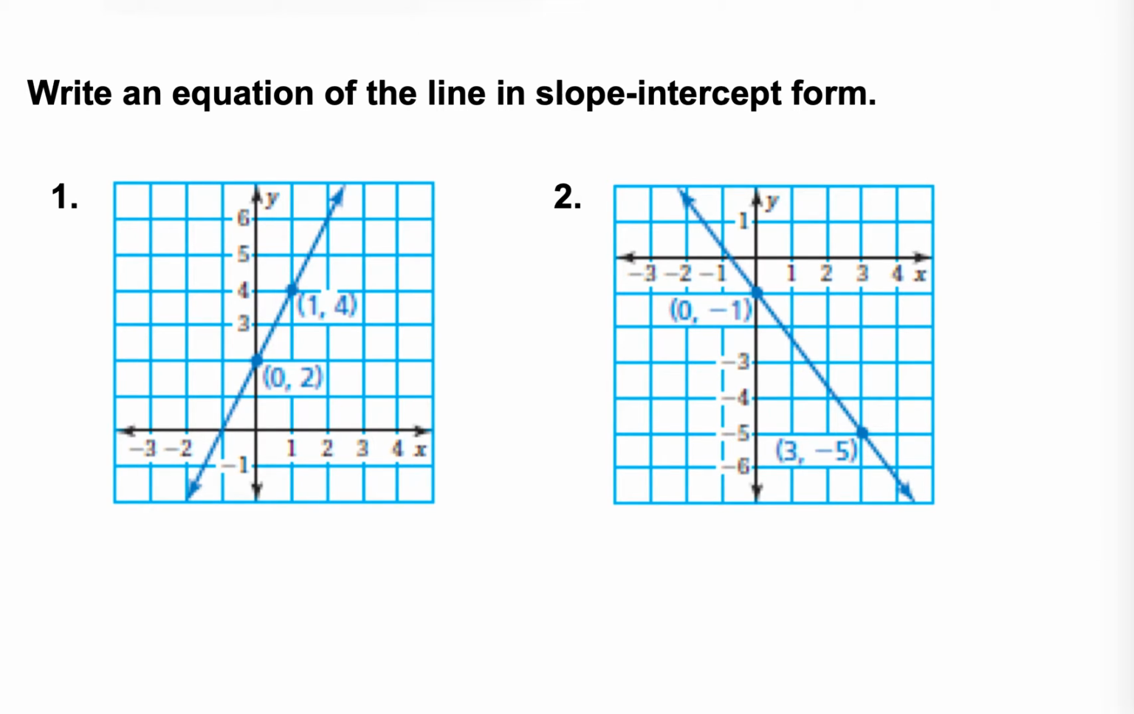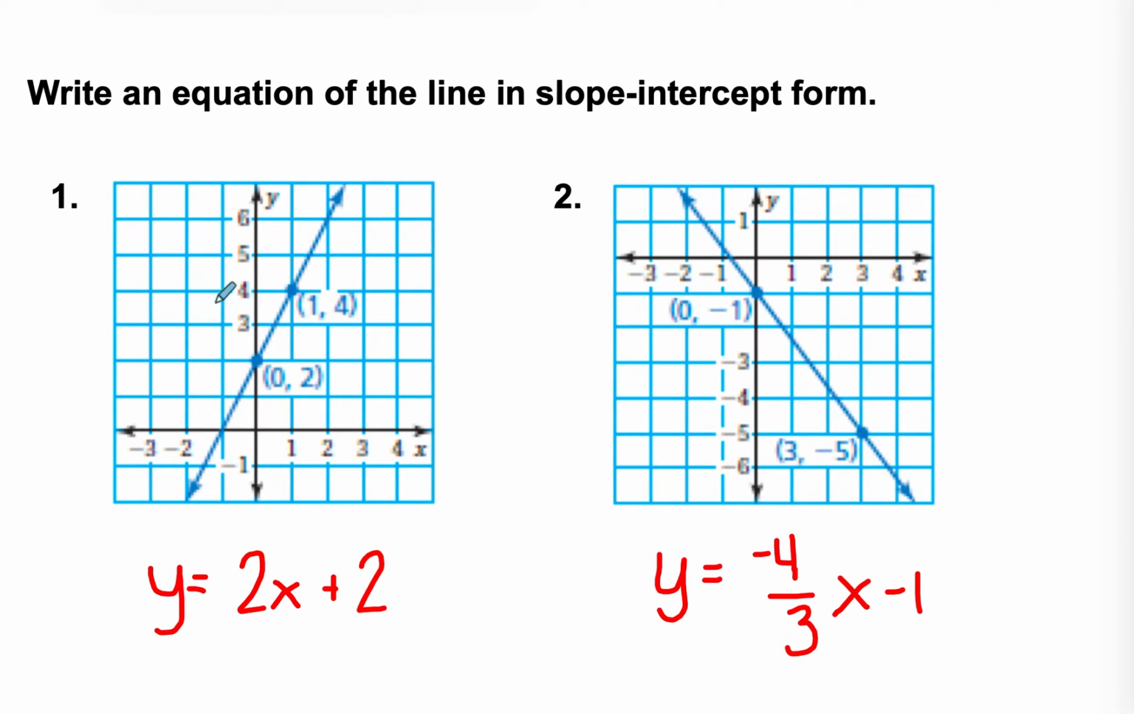Okay, let's check to see if your answers are correct. For number 1, you start by finding the slope between any 2 points. I'm just choosing the 2 points that are listed there. You go up 2 and over 1, so our slope is 2. That's the number in front of the x. Then we find the y-intercept. Where did it hit the y-axis? At the point (0, 2). So 2 is our y-intercept. On this one, it just happened to be the same number. Most of the time, they're different numbers. Y equals our slope of 2 times x plus our y-intercept of 2.